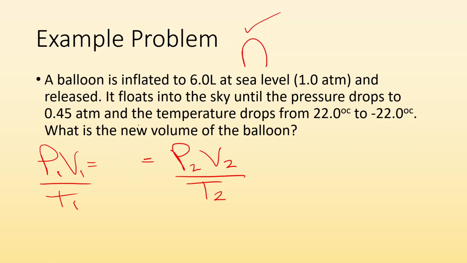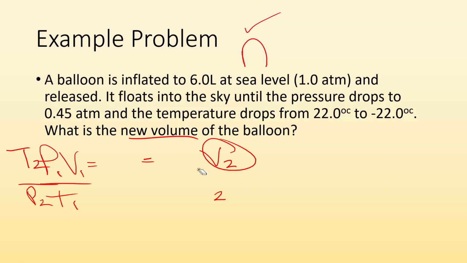So which one am I asking for? New volume. So I'm trying to get V2 by itself. Let me times each side by T2, which cancels that out, and divide each side by P2. And I get V2. I'm just going to rewrite it over here: V2 equals T2 times P1 V1 over P2 times T1.